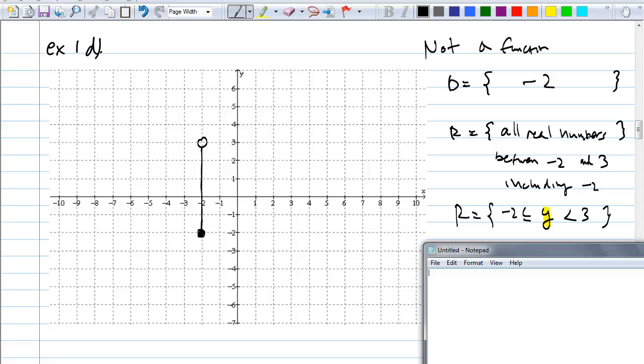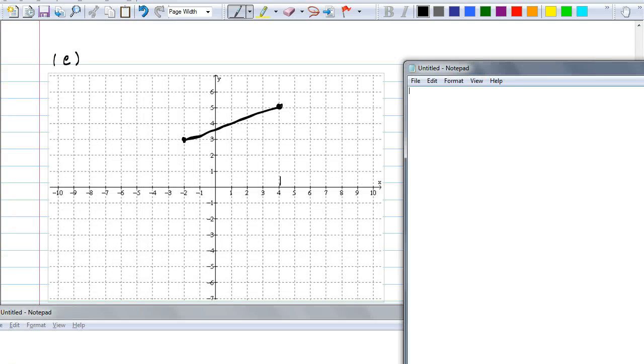Okay. Let's look at the next one. Go ahead, try 1E. Now, I have a segment that looks like this. Go ahead, tell me the domain and range. By the way, is this a function or not a function, class? Function. Everybody should know about this. Okay, it's a function now. Everybody tell me the domain and range. Somebody tell me the domain for this function. One person? Two? Kaylin, what do you think?